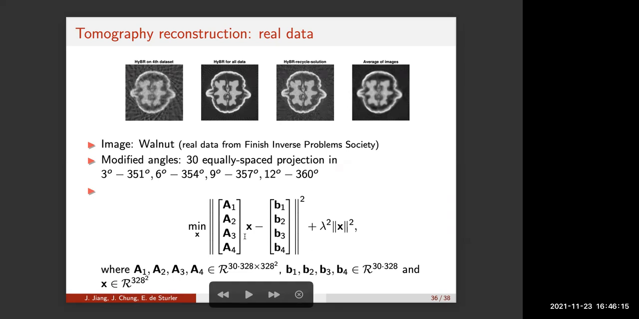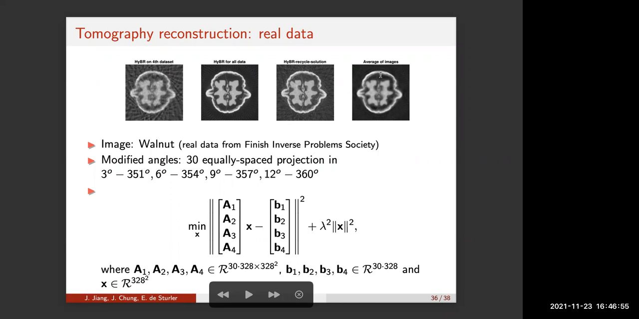And for the modified angle problem, we also formulated the mathematical model in this way. The way we solve this problem is that we solve the first subproblem using the original hybrid method. Then when we solve the later problems, we include the solution of the previous problem as prior knowledge. And here the best one is when we brutally solve this sequential problem. For the hybrid method with recycling, the background is not good; it is not entirely black. But for the details of the walnut, we can still see them very clearly.